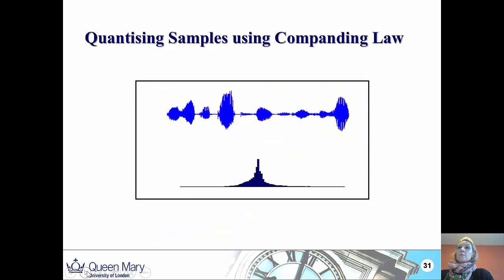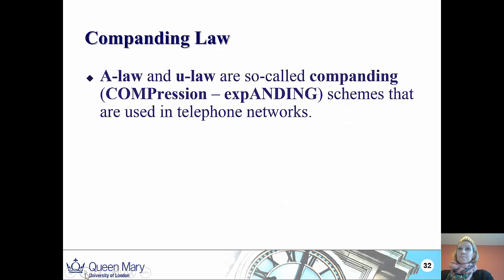Okay, so this is what we mean when we're saying that these values at +1 and -1 are less likely to occur in the signal. Okay, so there's information there that can be exploited in order to communicate the data more efficiently. So the A law and the mu law are so-called compounding schemes that are used in telephone networks. So we've got our compression and our expanding schemes that are actually used in telephone networks.